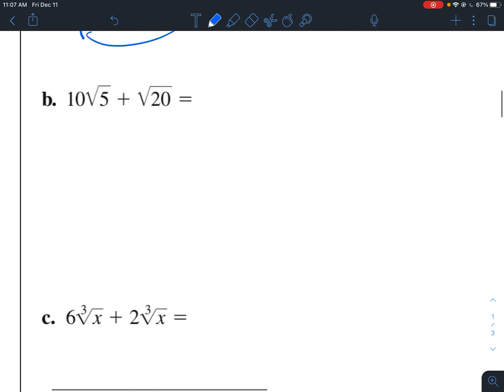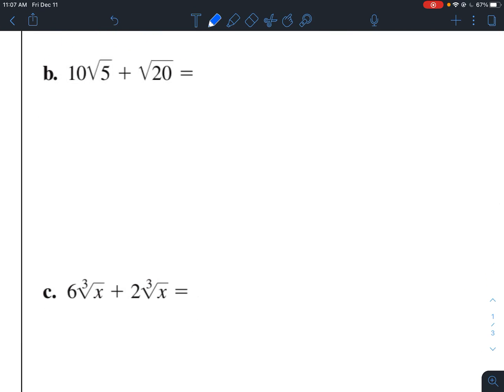Alright, let's try B. So here you can see that we do not have like radicals. This is a radicand of 5 and a radicand of 20, so we can't add them. But the goal with radicals is to make sure that the radicand inside is as small as it can be. So I'm going to simplify this right here.